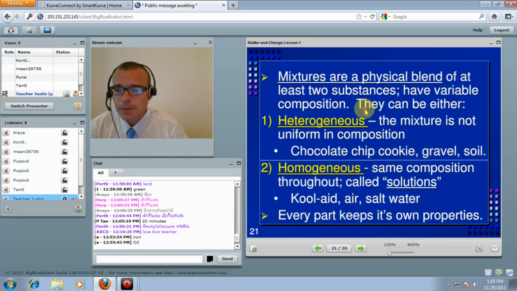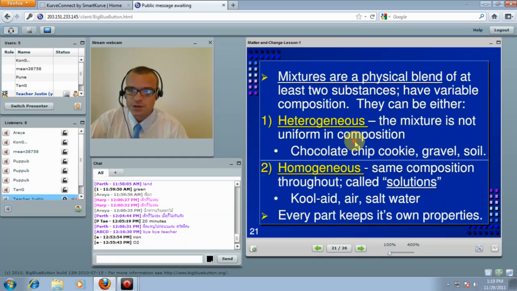Definitions here. Mixtures are a physical blend of at least 2 substances. They have variable composition. They can be either heterogeneous, where the mixture is not uniform in composition. Not uniform, it's not the same all the way through. Chocolate chip cookie, it's not the same all the way through, is it?